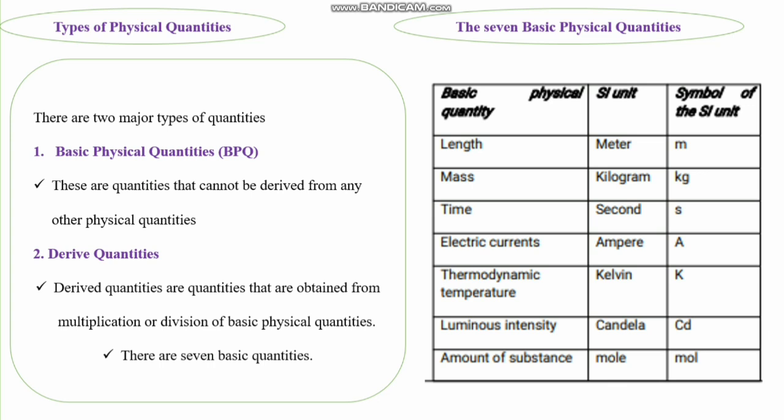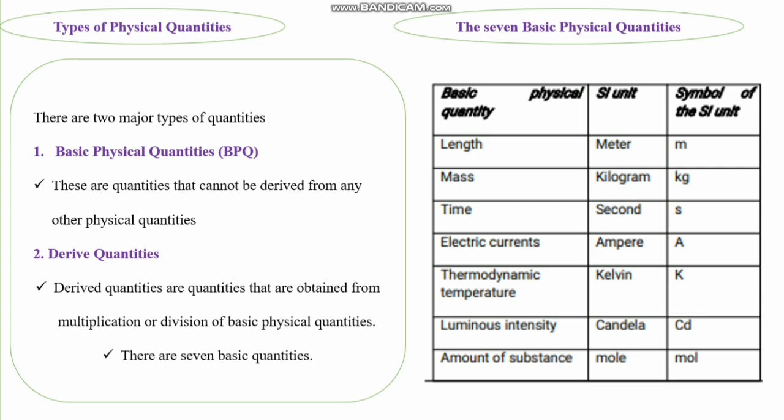The second one is mass. The mass is measured in kilograms, that is the SI unit, and the symbol is small k and small g. The third basic physical quantity is time. Time is measured in seconds, and the symbol is small s. The next one is electric current. The electric current is measured in amperes, and the symbol is capital A. You are going to do it later at the end of this syllabus, that is cells and simple circuits.